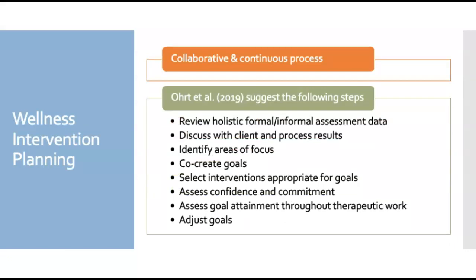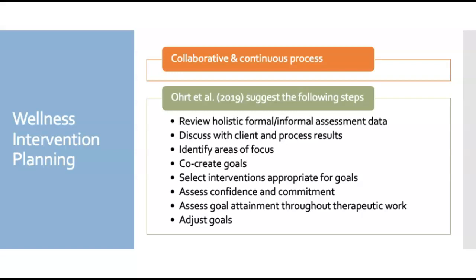Wellness intervention planning is collaborative and a continuous process. The authors of our text suggest the following steps. Review holistic, formal, informal assessment data. Discuss this with the client and process results. Identify areas of focus. Co-create goals. Select interventions appropriate for goals. Assess competence and commitment. Assess goal attainment throughout the therapeutic work, and adjust goals as needed along the way.